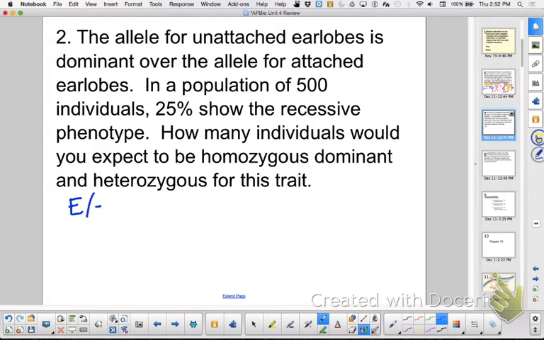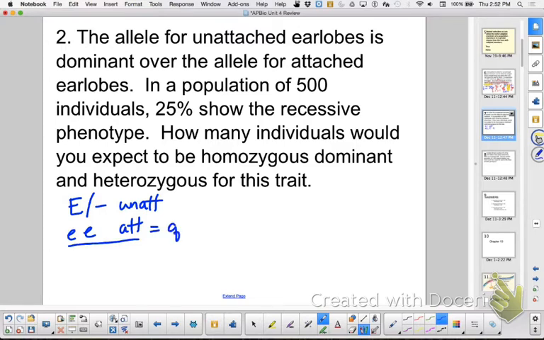So big E is unattached earlobes, which is dominant. Little e is attached earlobes. In a population of 500 individuals, 25% show the recessive phenotype. So this is the recessive phenotype. What else is that equal to?